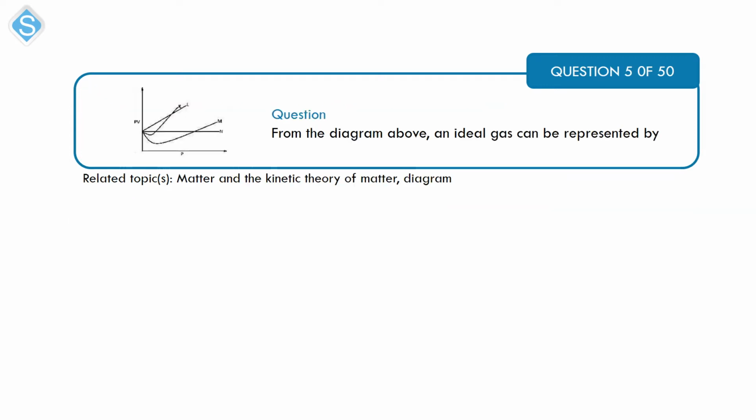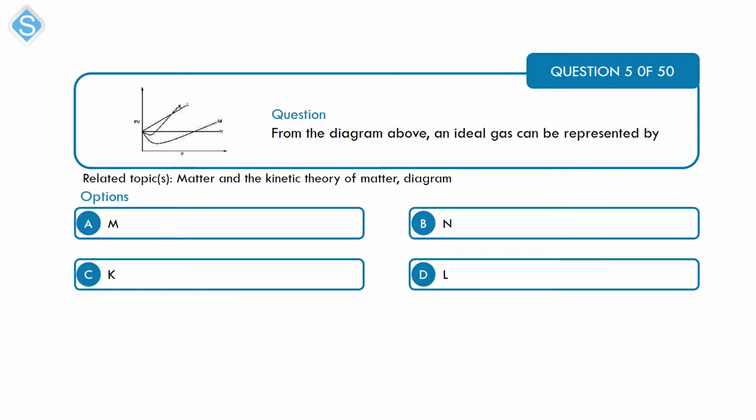Next is on matter and the kinetic theory of matter. From the diagram above, an ideal gas can be represented by A, M, B, N, C, K, and D, L. Alright, in that diagram, N, that's option B, represents an ideal gas.